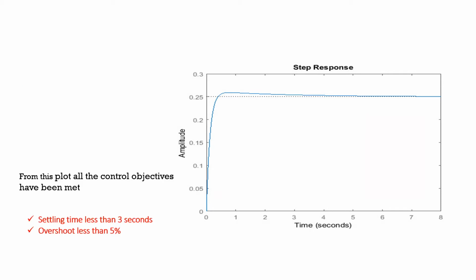As you can see from the above plot, all the control objectives have been met without the use of an integral controller. Settling time for this example is considered achieved when the response is within 2% of the final value. Remember one thing: for a control problem, there is usually more than one solution.